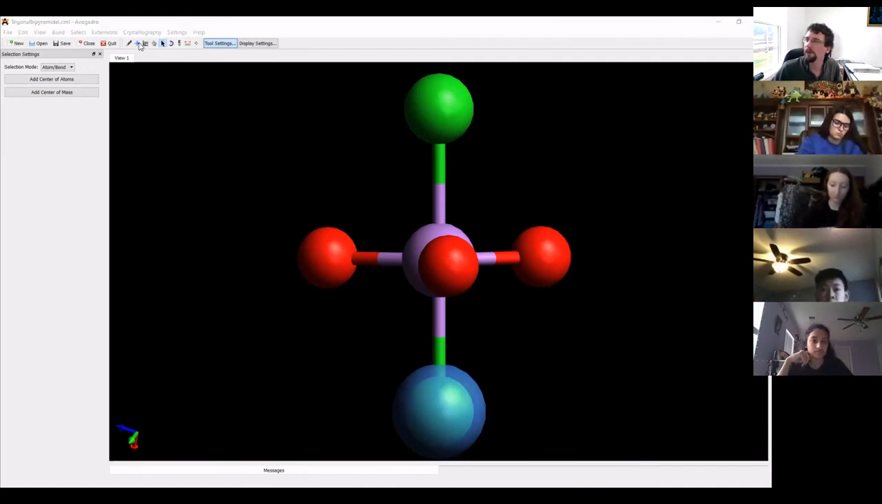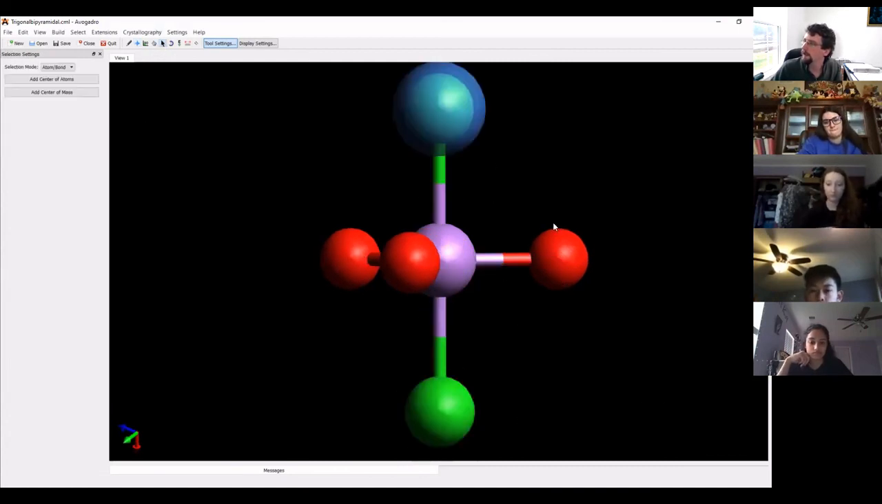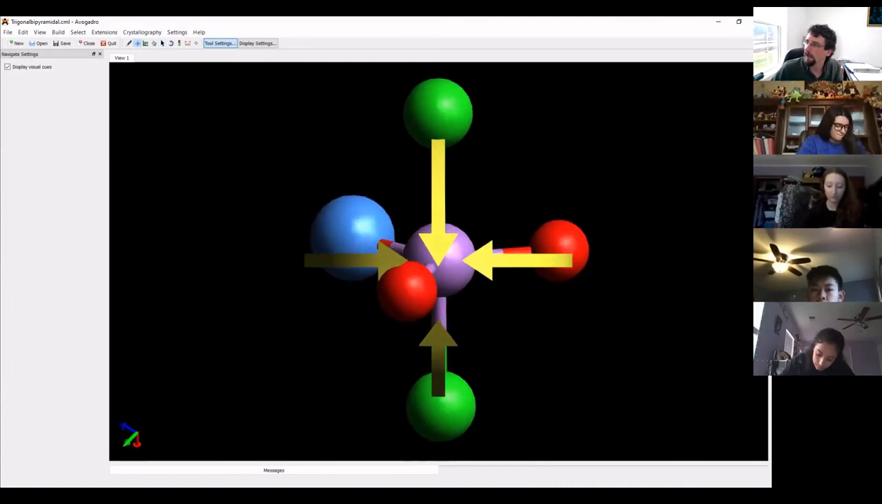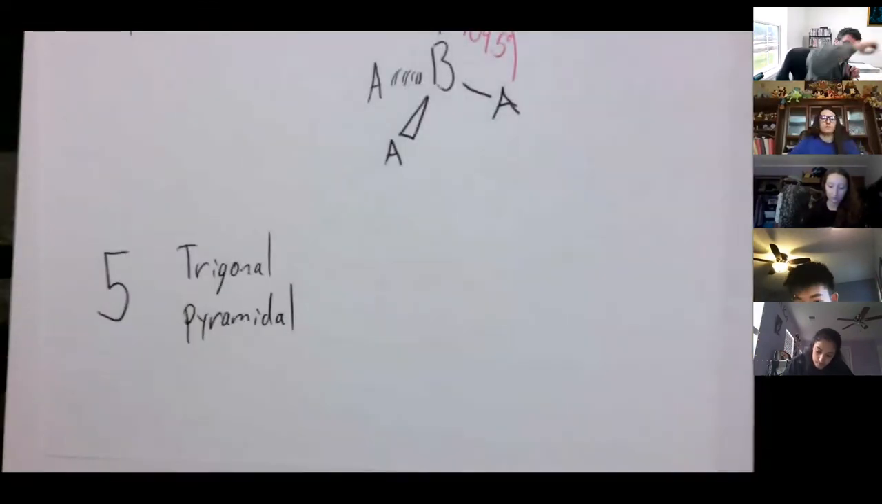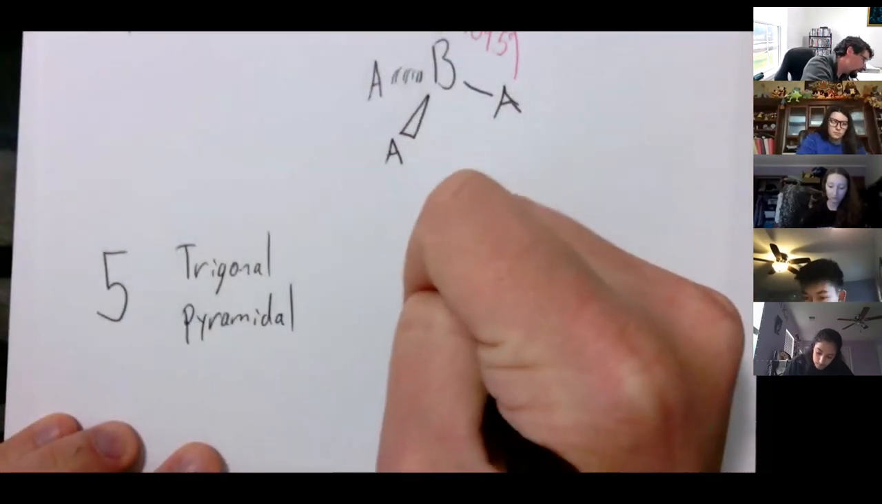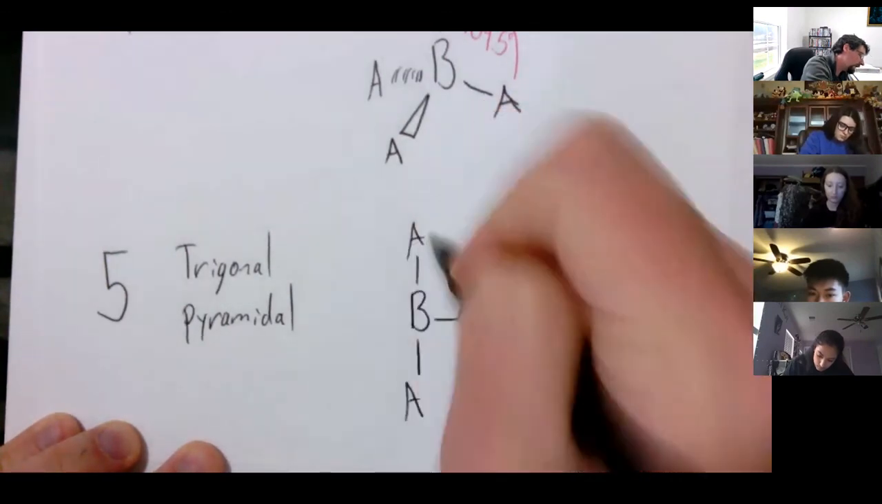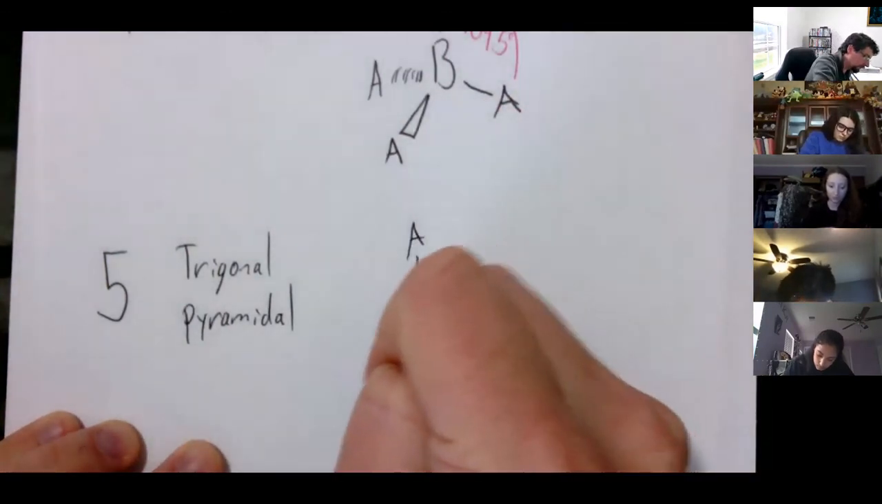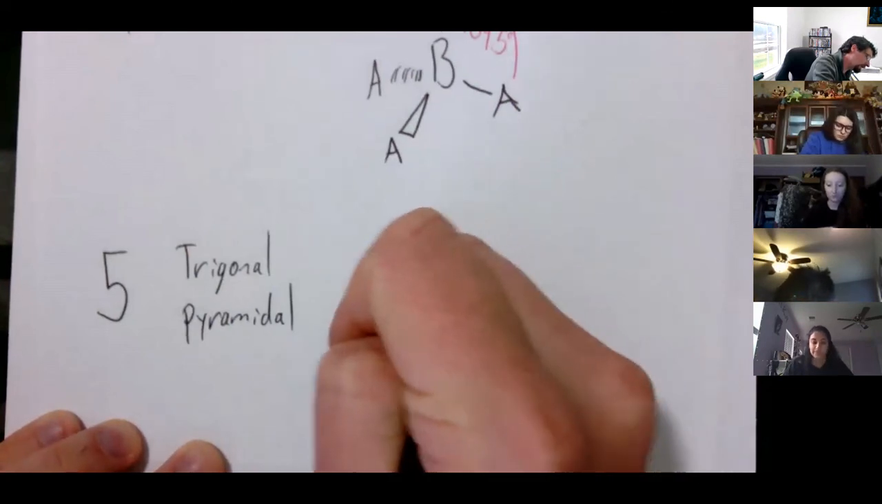What we're going to do is rotate this molecule where these 3 atoms along here are in the plane of the board. Then we have one coming out and one going in, okay? We're going to try our best to draw that. Okay, so we got B in the center, A, then we have an A coming out towards us, and we have one going back in.